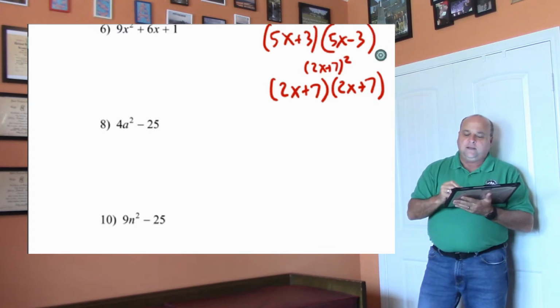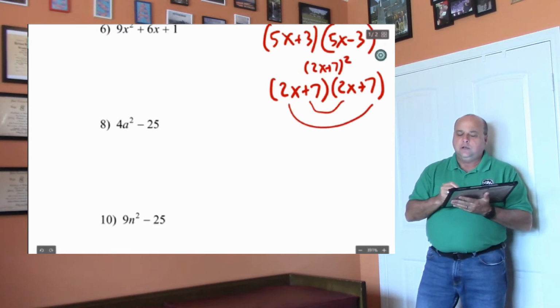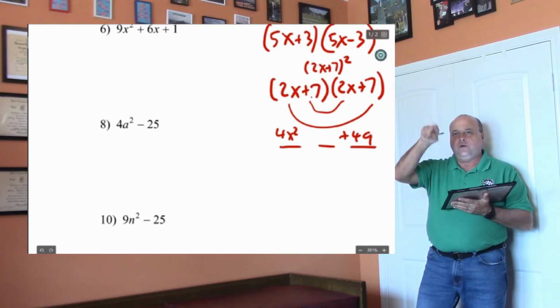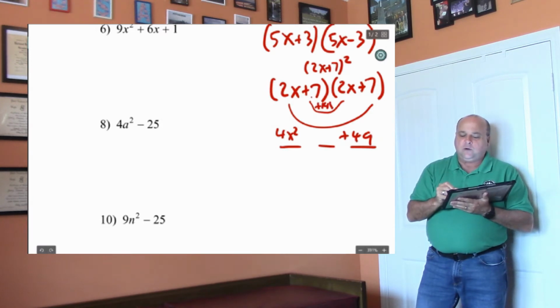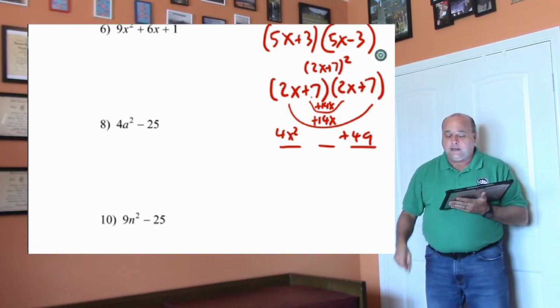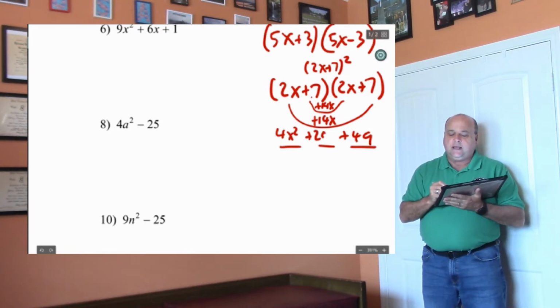Let's do the full method. So we're going to draw our arches, draw our blanks. 2x times 2x is 4x squared. 7 times 7 is a plus 49. Now then, do the arches. We're going to have plus 14x plus 14x. 14 plus 14 won't go away to 0, will it? It's going to be a plus 28.